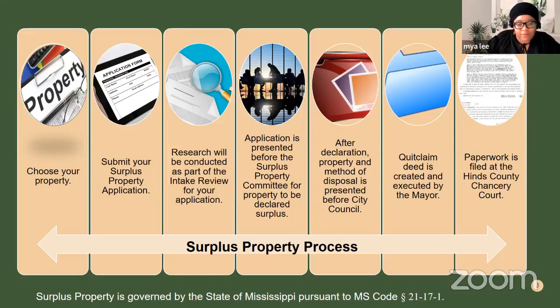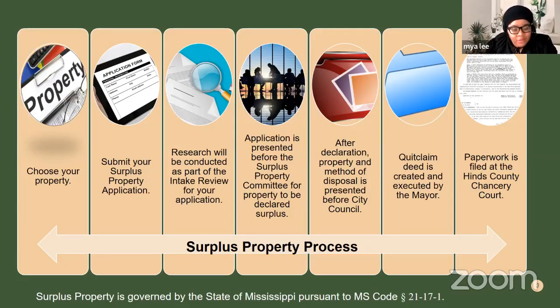After you submit your application, the very first thing that's going to happen is you'll be in contact with me, and I'll be conducting all of the research as a part of the intake review, but I'll be with you throughout the entire process. After I've done the research, all of this information is presented before our Surplus Property Committee. Every month on the 3rd Thursday, we have a meeting with our Surplus Property Committee. At that meeting, you'll be able to present your case. You'll be asked some questions regarding what you intend to use the property for. At that meeting, our committee will declare this property to be surplus.